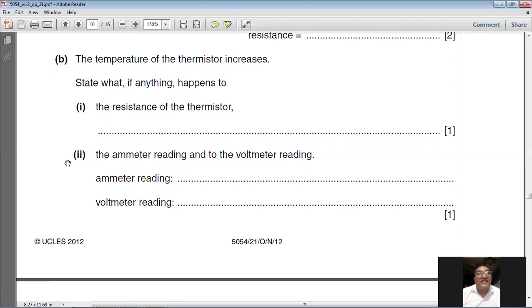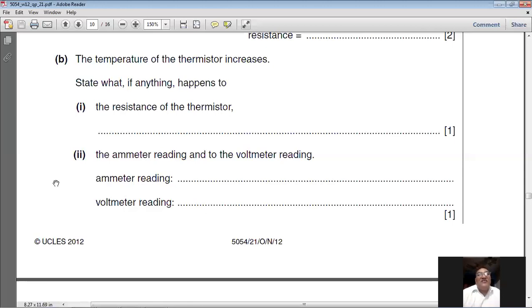You only have to state the ammeter reading and the voltmeter reading. If the thermistor resistance drops, the total resistance of the circuit will decrease. So the current coming from the battery will increase. So the reading on the ammeter will increase because the resistance of the thermistor has dropped. So the thermistor will take less voltage.